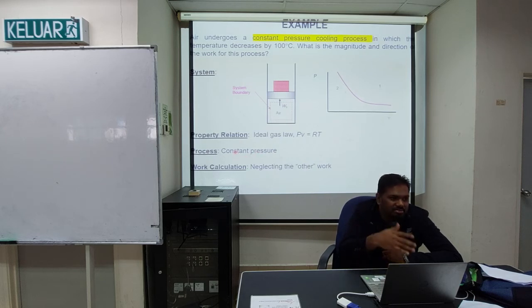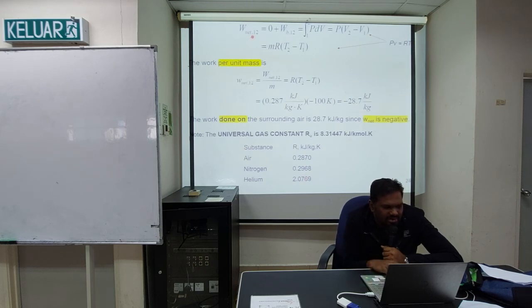Okay, so process tu you tulislah constant pressure ataupun constant volume. And the work calculation, neglecting the other work, since this is a closed system, no other work done on the system. Okay, so only have the boundary work done. Okay, so W net, so 0 plus boundary work done. Okay, so ini dapat dari PV equals to RT, and you dapat formula ni, m R T2 minus T1. Per unit mass work done, so work net equals to per unit m. So m ni cancel, so you tinggal R T2 minus T1.